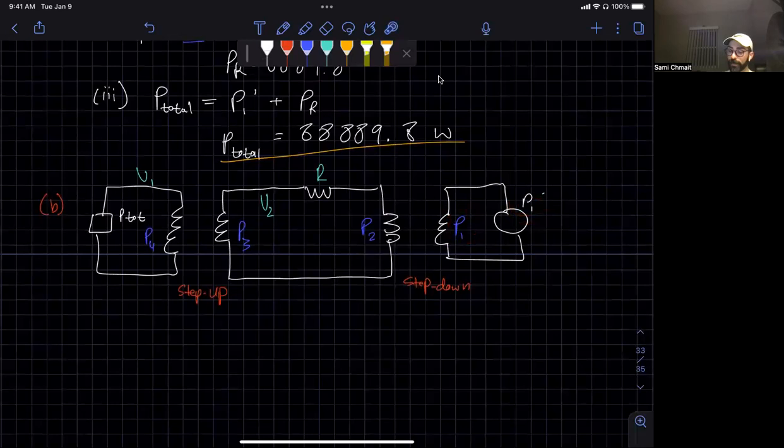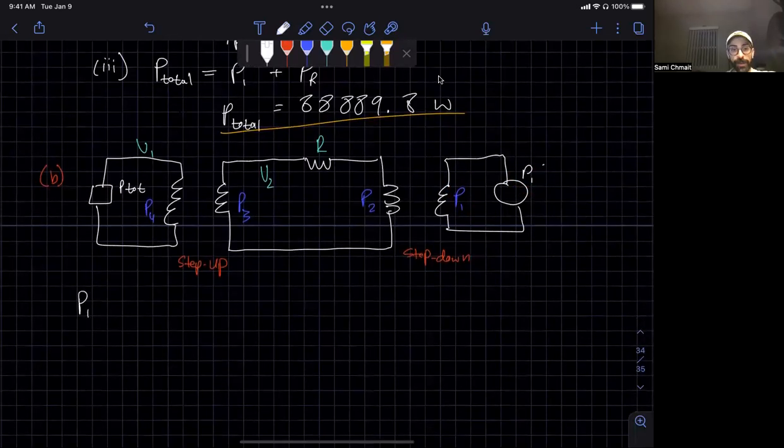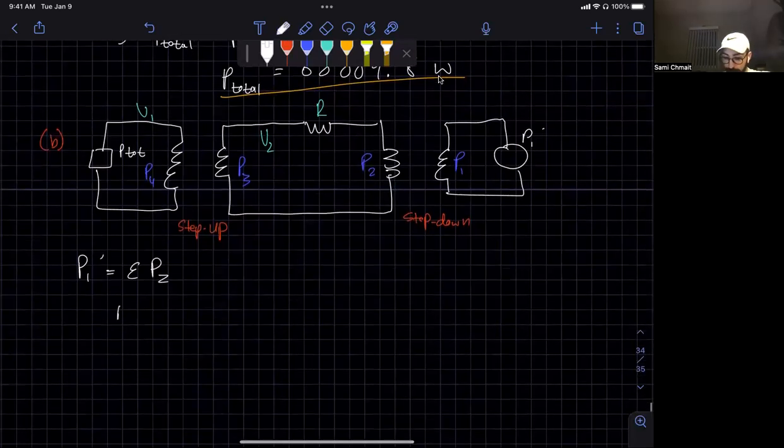So that works out nicely. P1 prime and P1 are equal to the same thing. So we can now find what P2 is using that understanding. We know that they're 99% efficient. What does that mean? That means P2 times 0.99 is equal to P1 prime. So therefore, P2 is equal to P1 prime divided by 0.99.